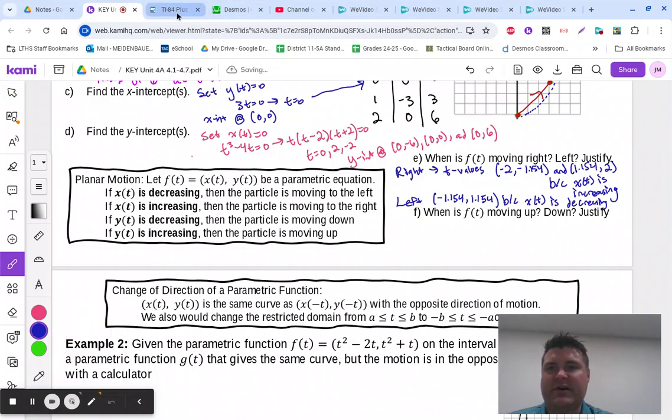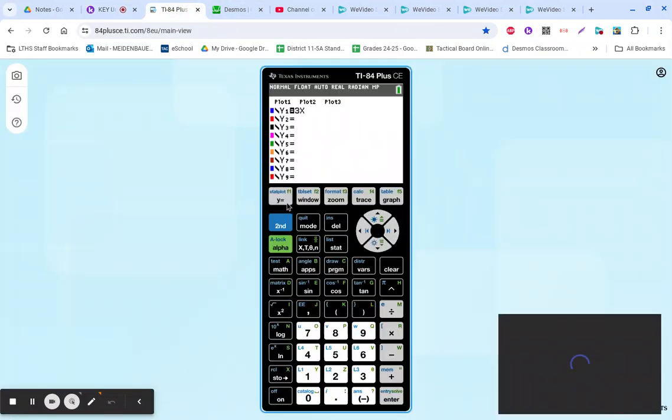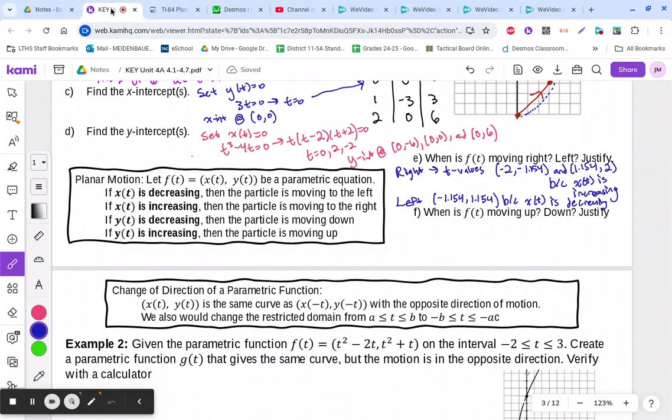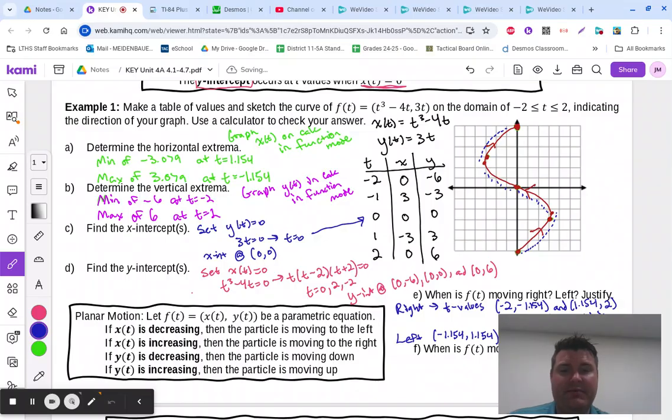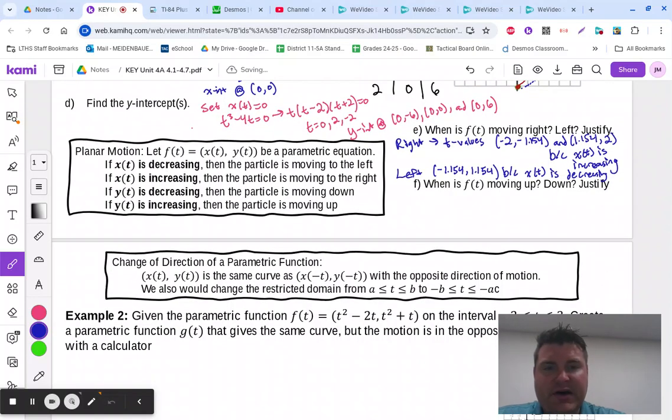Okay, and you can tell that from our graph right here. Going back here, if I were to graph this, x cubed minus 4x, again, you can see when we're increasing and decreasing corresponds. Up and down, you can see that this function is only moving up. So I'm moving up the entire time from negative 2 to 2. And that's because we have a line of 3t, which is always increasing.